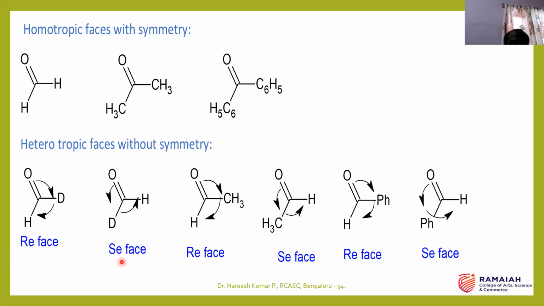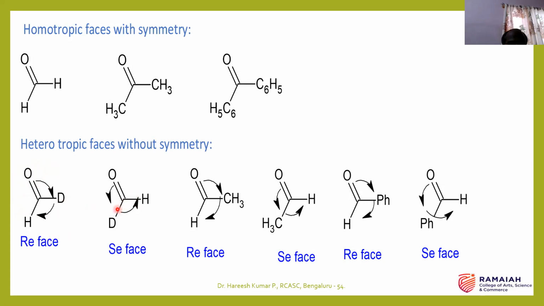How do you find the Re phase and Si phase? If you just look into the substituents present on the carbonyl compound. So you know that this is a carbonyl compound. There is a deuterium and there is a hydrogen. If we are looking at the mass, this is 1 and this is 2. That is the reason this takes priority, and there will be a movement in a clockwise direction. So that is the reason this phase is called Re phase.